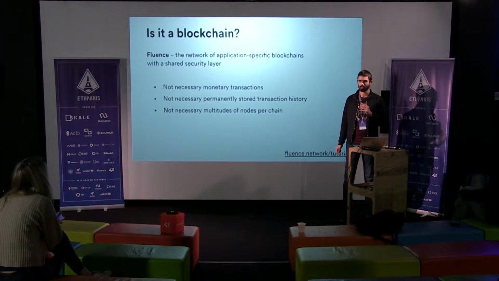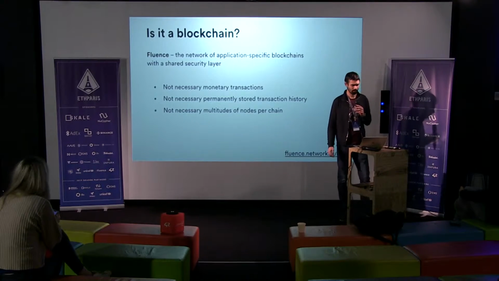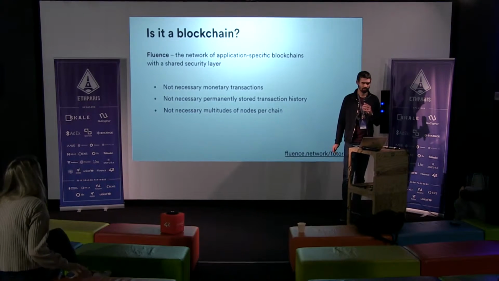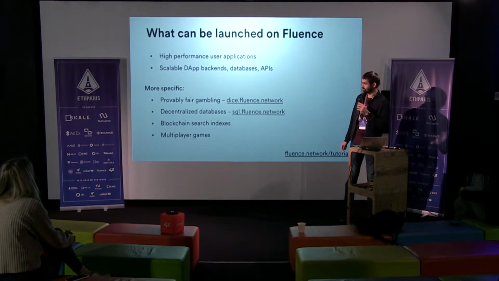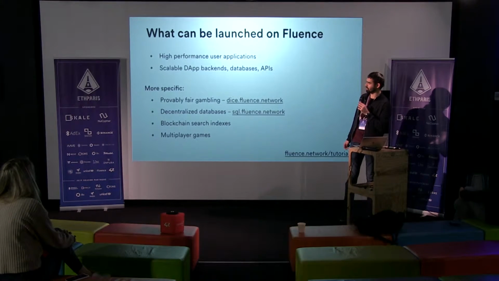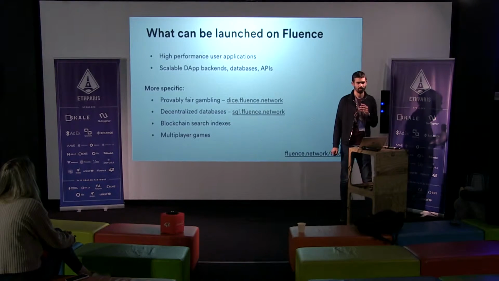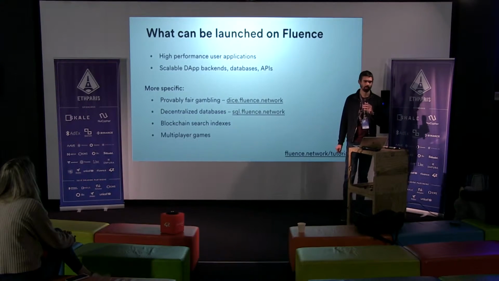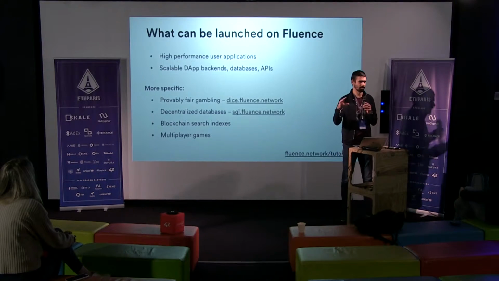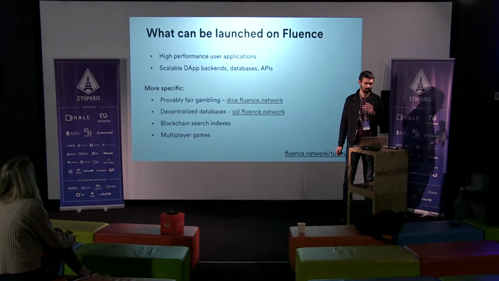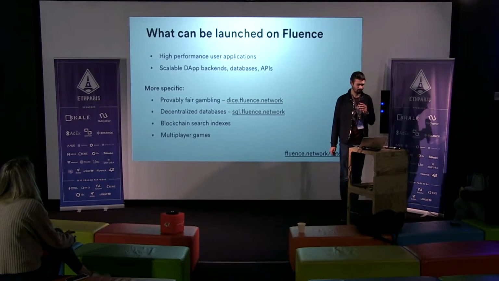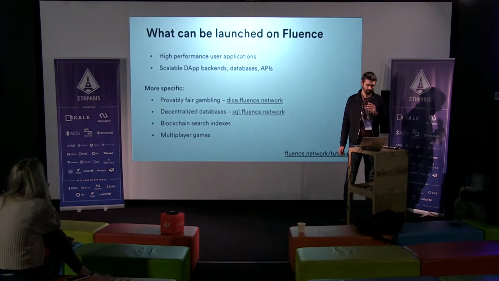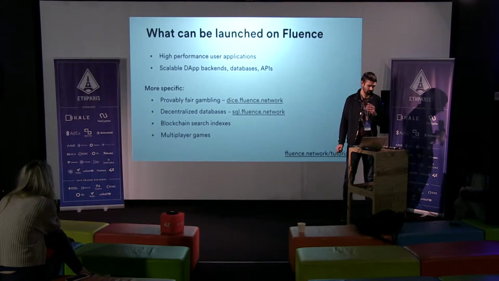Fluence is mostly focused on generic, general purpose applications. With Fluence, you could run, for example, high performance user applications like decentralized application backends. Right now, usually dApps have some part on the chain and a lot of things in centralized environments. Or, for example, you may launch a database, REST API, and similar things.